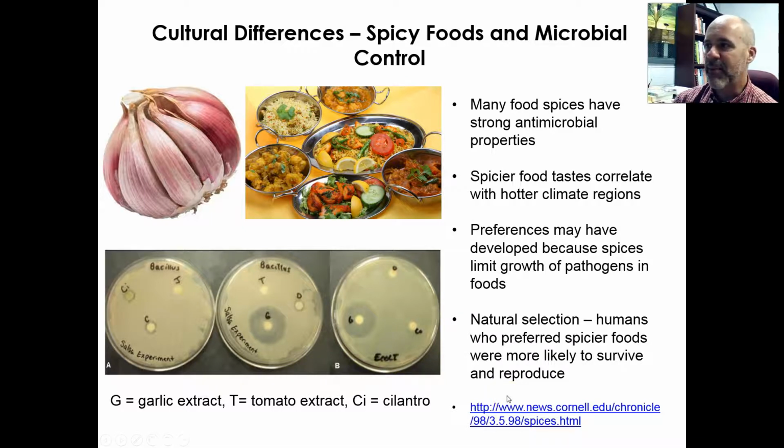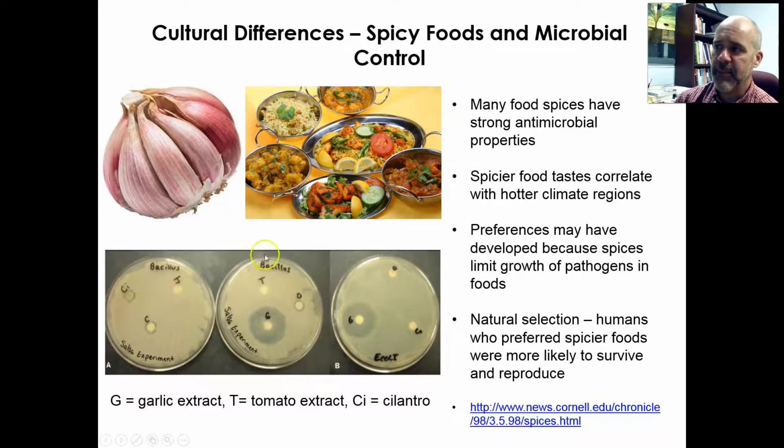It's an interesting hypothesis that it was actually evolution, natural selection, that drove these populations of people in the hot tropical parts of the world to, over time, develop this preference for these hot, spicy foods, because those hot, spicy foods contain things that have natural antimicrobial properties. I've got garlic up here because garlic is a very good antibacterial.